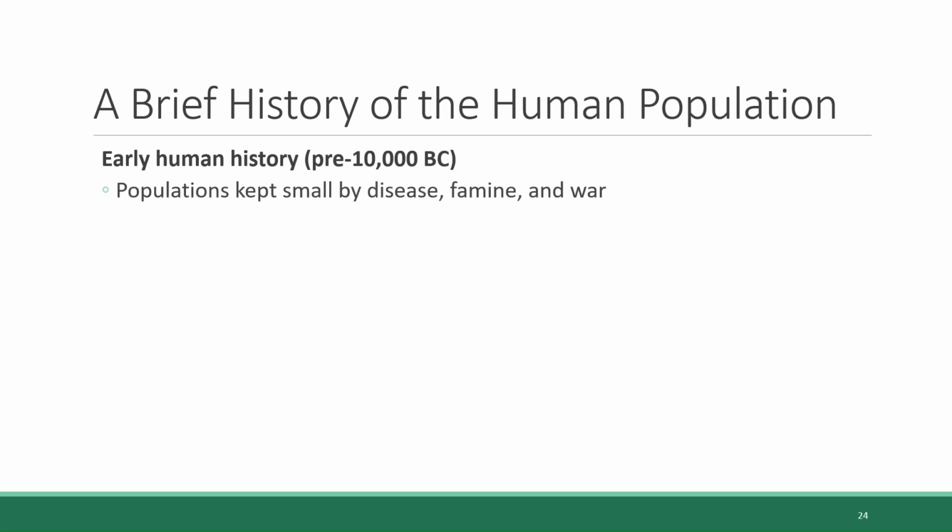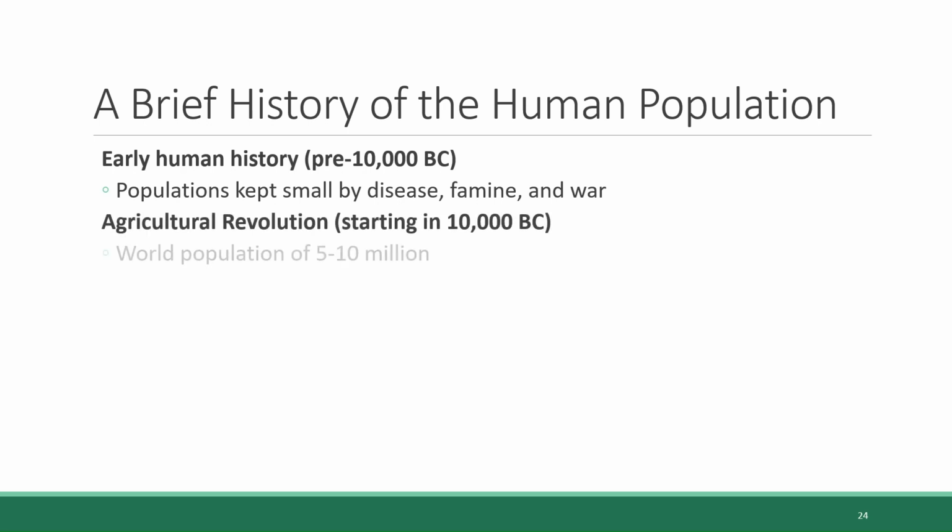Early human history, prior to the year 10,000 BC, was marked by disease, famines, and war that kept the world population quite small. By the time the agricultural revolution started around 10,000 BC, the world population was only 5 to 10 million. To give you perspective on those numbers, in 2023, the population of the Phoenix metropolitan area is about 5 million. So we're talking 1 to 2 Phoenix metro areas total distributed over the entire globe.